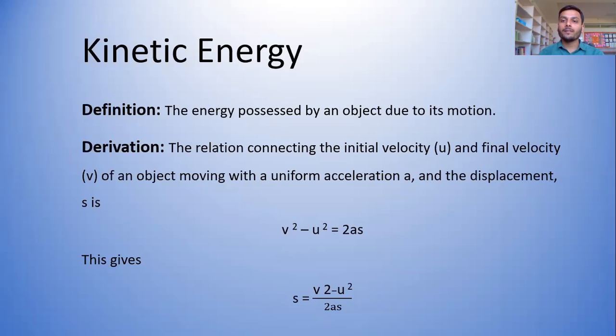In the previous chapter, motion, we have already studied there are three types of equations of motions. Among that, we have to select the second one, that is v square minus u square is equal to 2as, where v is the final velocity, u is the initial velocity, a stands for acceleration, and s stands for displacement, where we require displacement. So here if we check the second step, the displacement is written in the form of v square minus u square divided upon 2a.